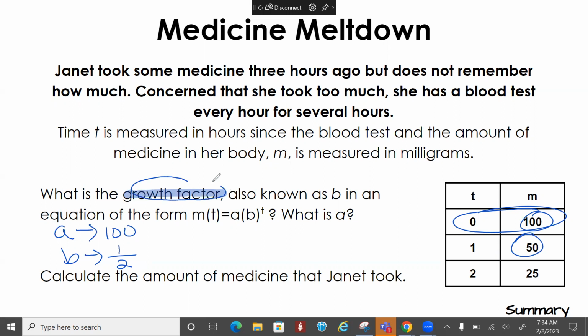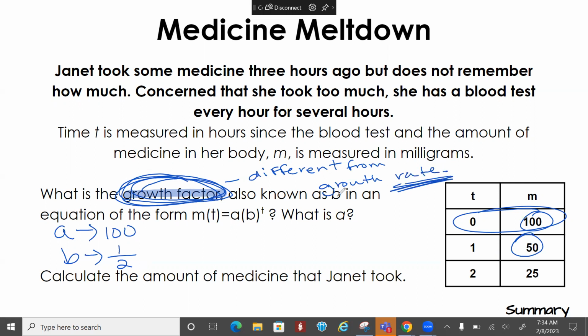One thing I want to make you pay attention to is these 2 words, growth factor. This is going to be different from words like growth rate, and we're going to see that later. Pay special attention to growth factor. If it says growth rate, they're asking for something different.